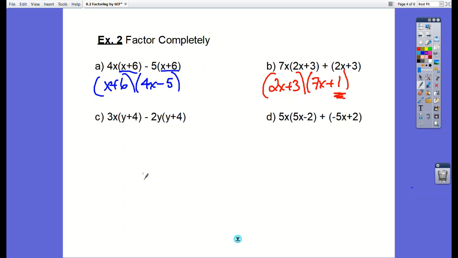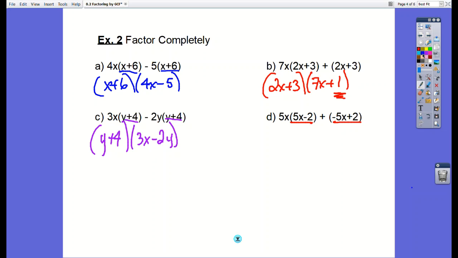It would be y plus 4 times 3x minus 2y. Alright, there we go. Factor out our common binomial of y plus 4, and we get this. And then lastly, let's take a look at this. Our common binomial actually isn't a common binomial, right? So we can't factor right away. These are not the same thing, but they're almost the same thing. They're opposite of each other.